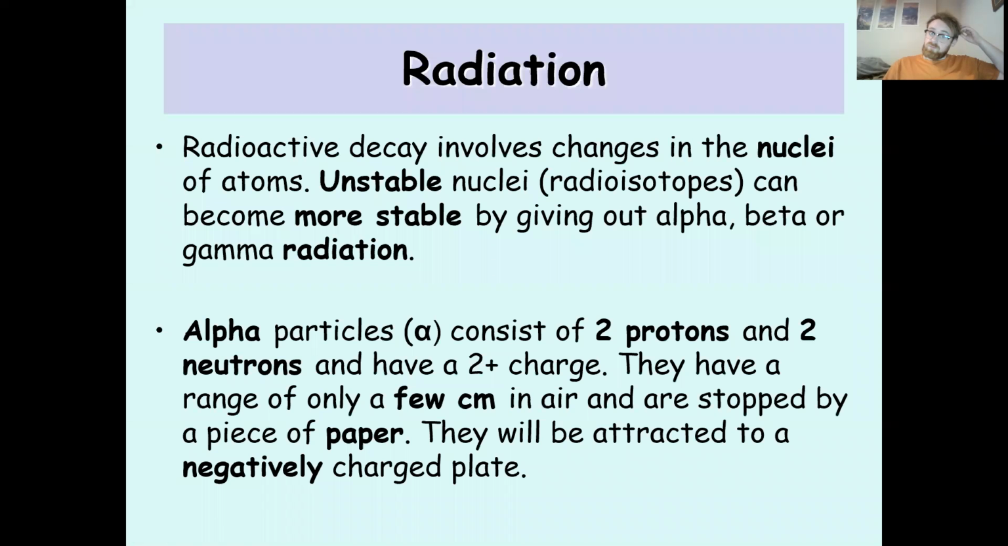Okay, so we need to know that radiation is essentially the changes in the nuclei of an atom. Unstable nuclei, called radioisotopes, can become more stable by giving out these types of radiation. Essentially, sometimes the nucleus is too big, or for various really complicated reasons that you don't need to know, the nucleus of the atom is really unstable. So in order to stabilize itself, it kicks some stuff out. And that can be alpha, beta, or gamma radiation.